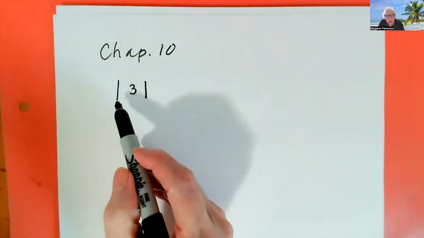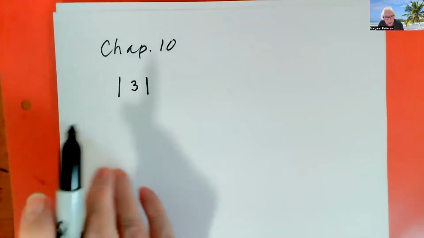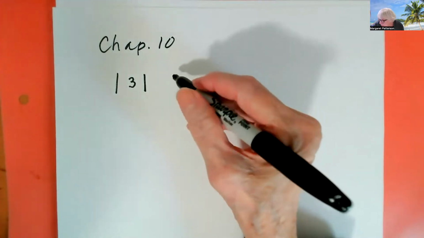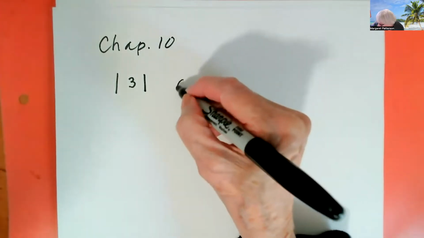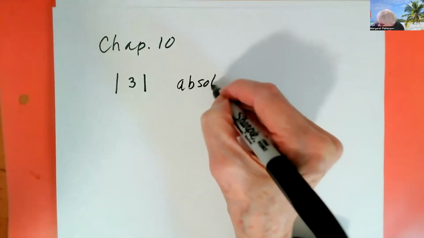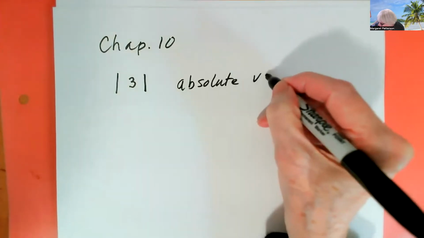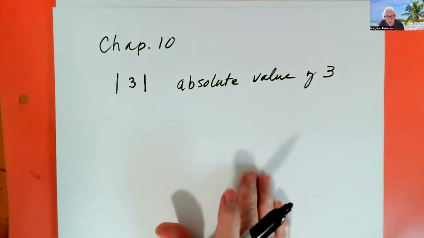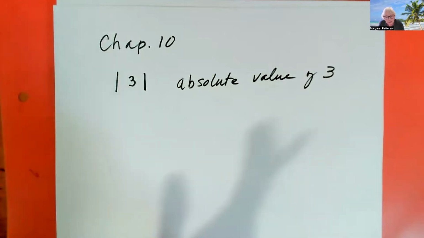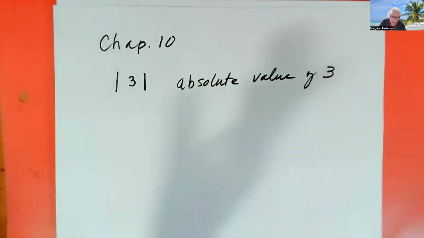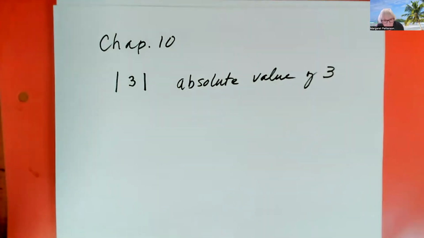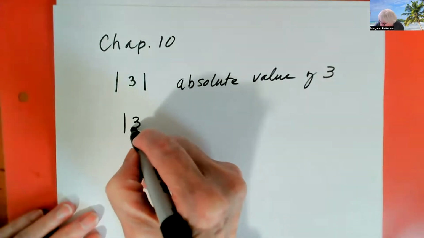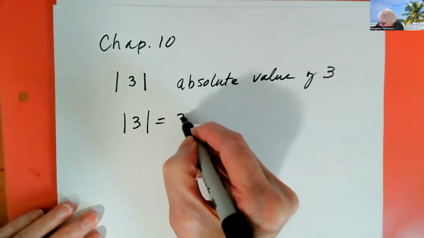Now notice there are two vertical lines around a number. This means get the absolute value of 3. Okay? Now the absolute value of 3 is how far it is from 0, and it's definitely 3 units. So the absolute value of 3 is 3.